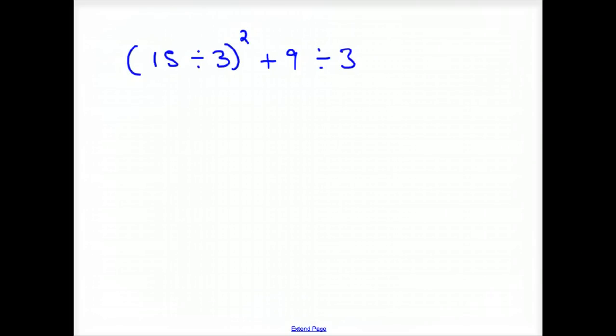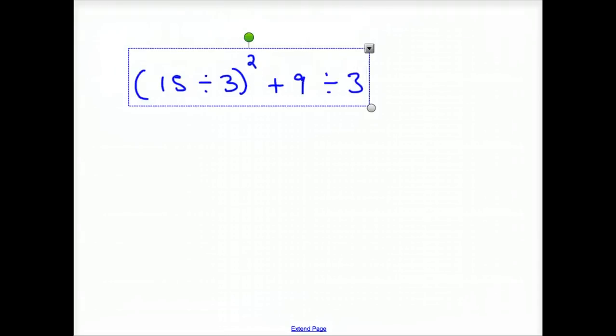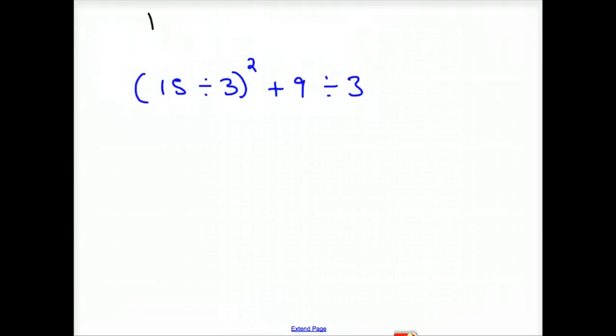Let's try a few from the worksheet. 15 divided by 3 squared plus 9 divided by 3. Okay, again, I would always write PEMDAS on the top of my page to assist me. So in this problem I have multiple operations. I have division, addition, and division, and I have parentheses. So let's follow PEMDAS as close as possible.